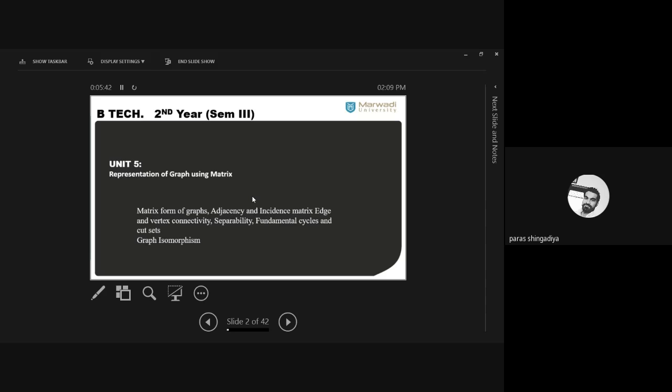That relation is called adjacent relation. And the second relation is the relation between vertex and edge. Is A connected with E1 or not? Is A connected with E2 or not? So that relation is called incidence relation.